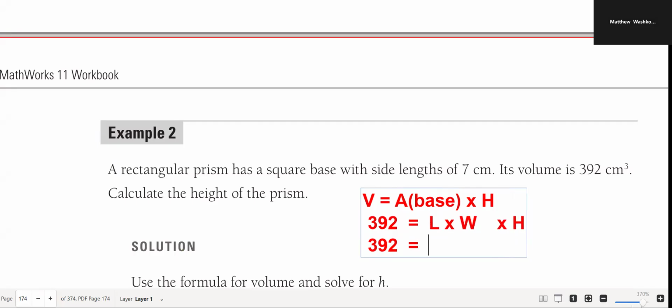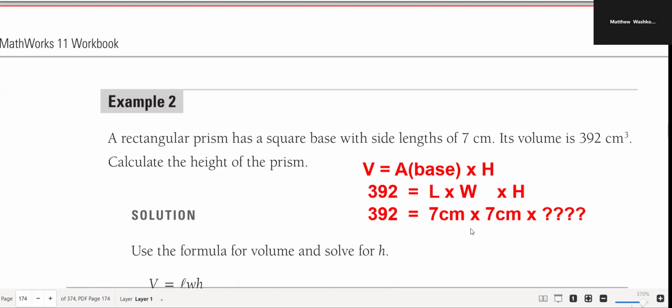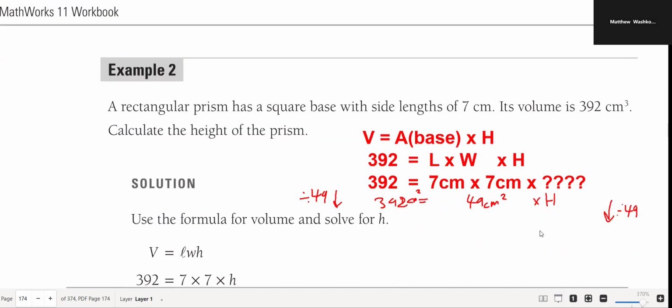Now, the length and the width, right? The area of the base, well, it's a square base with sides of 7, right? So it's 7 times 7. And then the height, we don't know. So technically, what I have to do is multiply these to get 49 centimeters squared. This is 392 centimeters cubed. I would need to divide both sides by 49, essentially, because I want it to tell me that your height is equal to the answer, right?